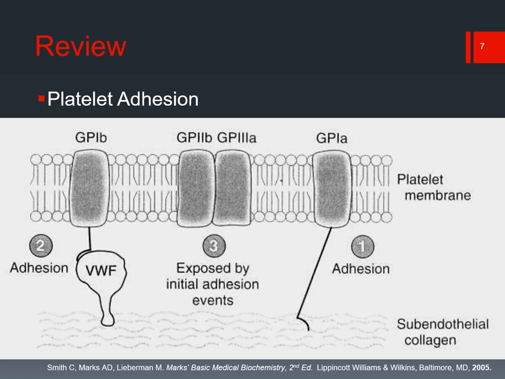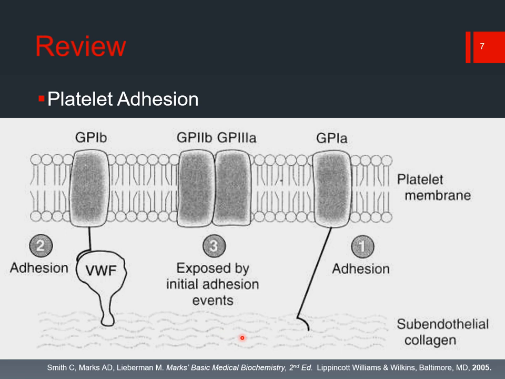Here is what it looks like in pictorial form. So we have over here in step one, the GP1A receptor, which is available on a resting platelet, binding directly to collagen at the injury site. We also have GP1B receptors, which are available on a resting platelet, that are going to bind to von Willebrand factor, and then that von Willebrand factor is going to bind to the collagen at the injury site.